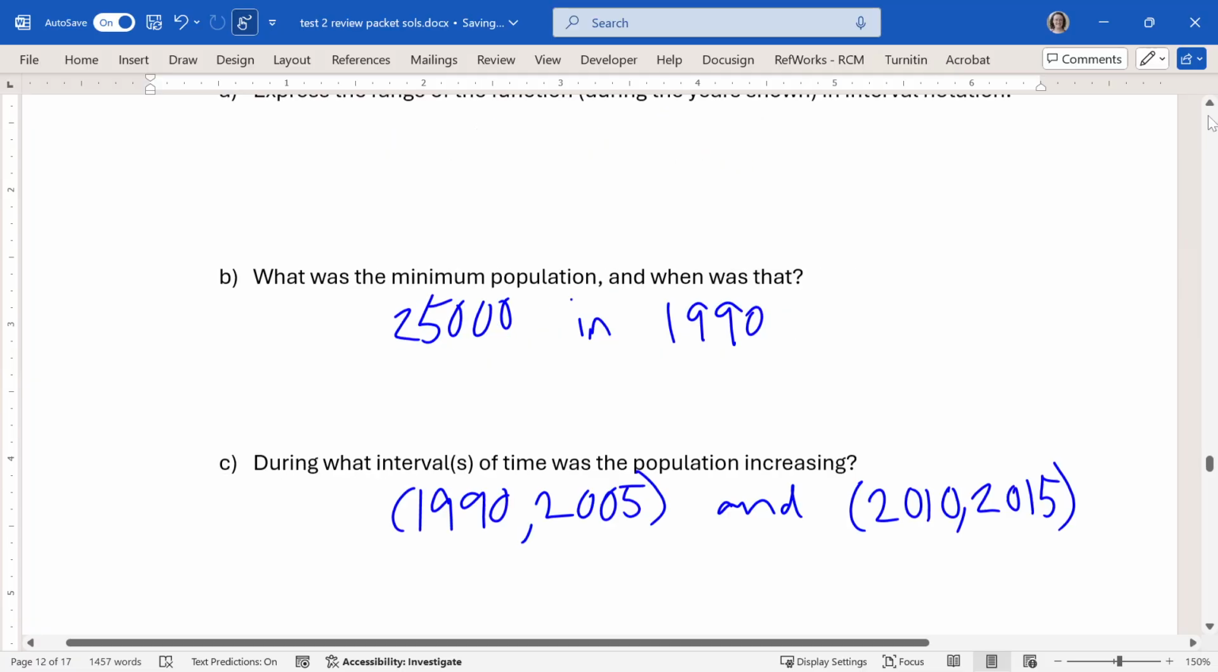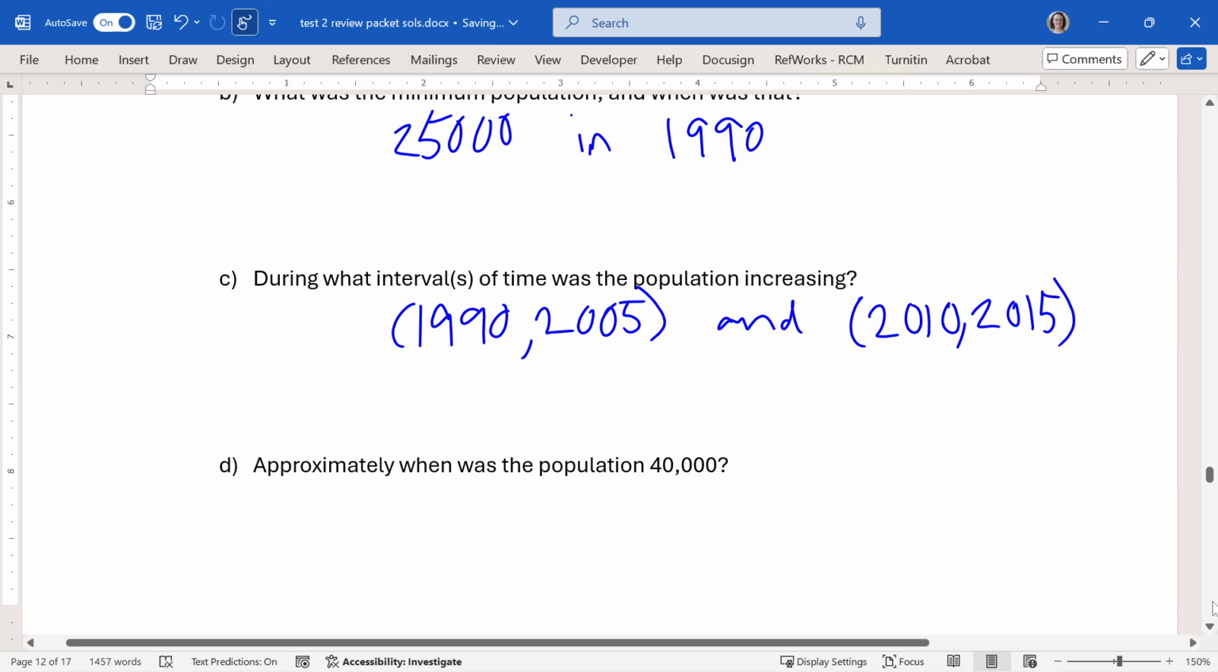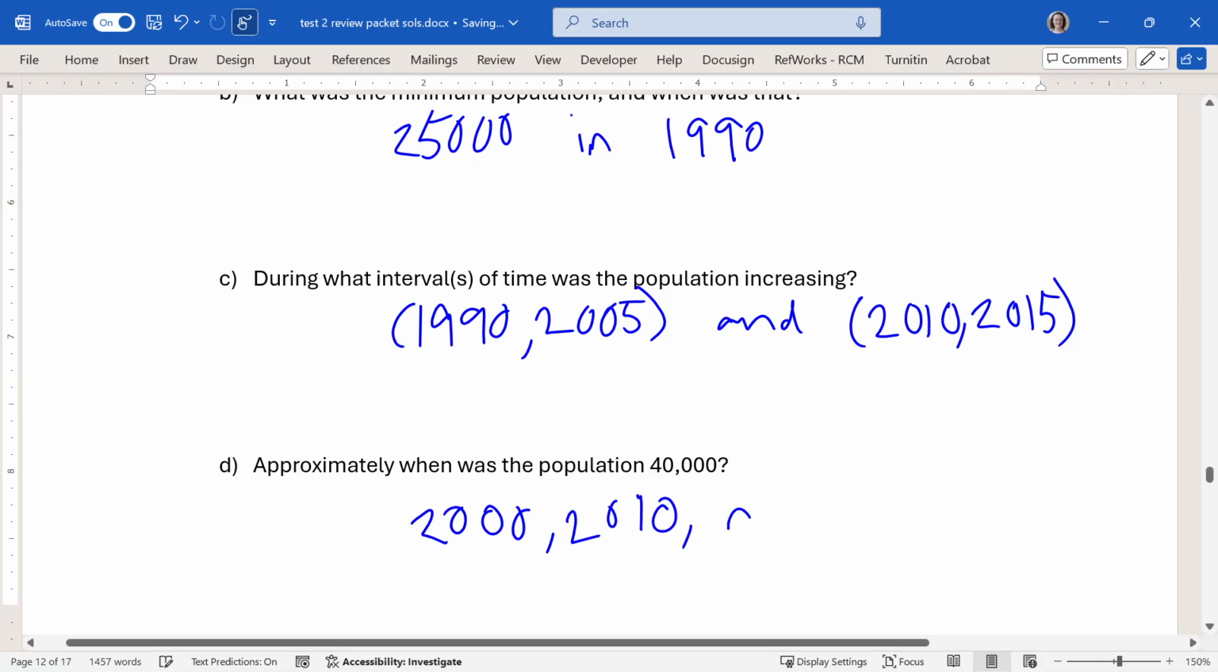Okay, so of course I already forgot. 2000, 2010, and 2017. Okay. And maybe about 2017.5, it looked like to me. So I guess July of 2017.